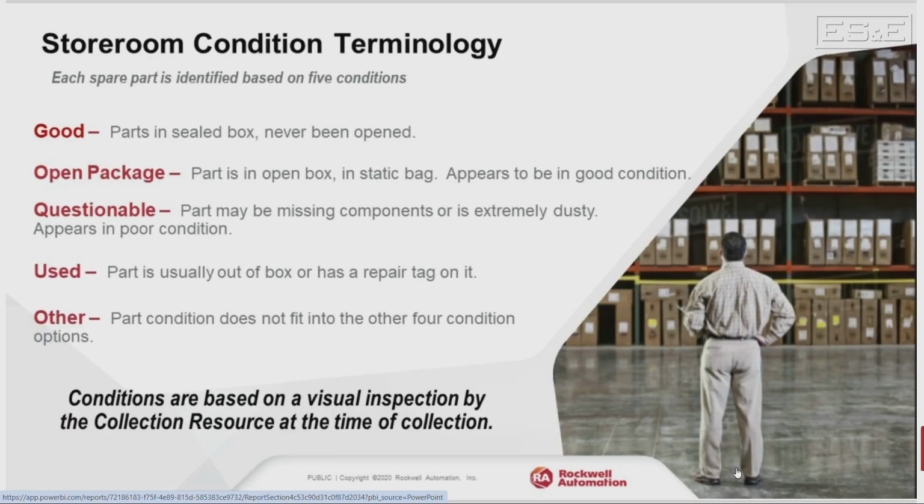As we talked about, we collect the storeroom inventory, and we go through, not only take the inventory of the parts, but we take the condition of the parts when we inventory them. So good, parts are sealed in box. It looks like the factory label is still sealed. Everything looks good, hasn't been used. Open package, you know, maybe the seal is cut on the box, but everything else looks good.